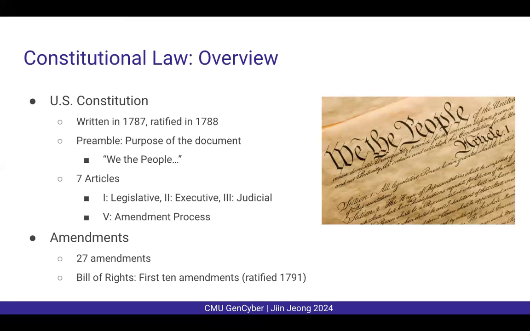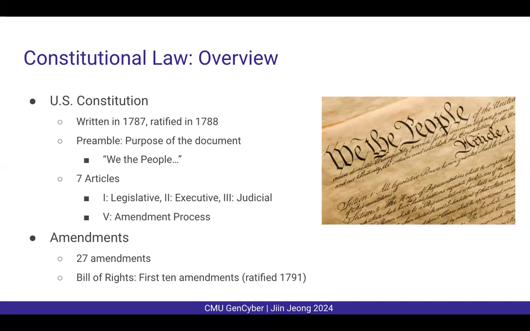To give an overview, constitutional law, as you can probably tell from the name, is based on the US Constitution, which was written in 1787 and ratified in 1788. The preamble contains the purpose of the document and the famous three words, "We the people," and the US Constitution is made up of 7 articles. We've already discussed 3 of them. 1, 2, and 3 talk about the legislative, executive, and judicial branches of the US government.